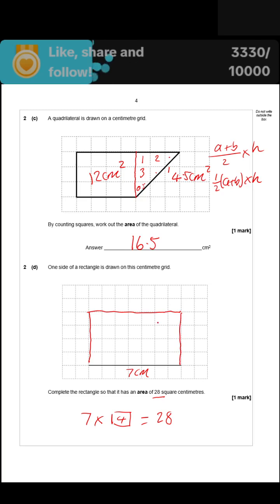Again, you guys would have a ruler and a pencil. If you didn't have a ruler and a pencil and you do it freehand like I've just done, the intention is clear. We can clearly see that is a 7 by 4 rectangle. Therefore, we get the full marks.